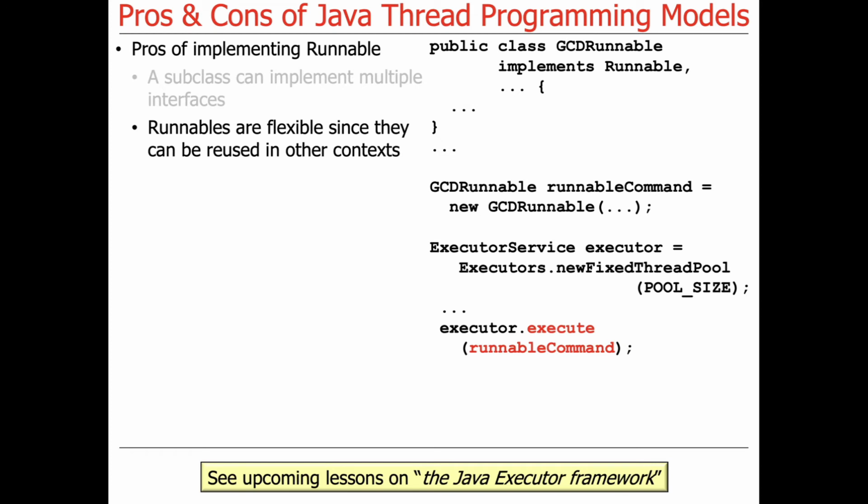Runnables are also more flexible because you can reuse them in other contexts, whereas extending thread is narrowly anchored to only one context. And so in particular, as you can see here, the executor executes the command. We create a command up here, and now we can either start up a thread that runs that, or we could have a thread pool. So there's more flexibility here.